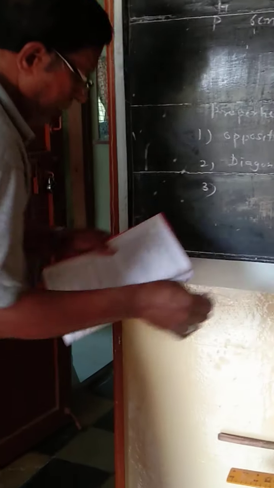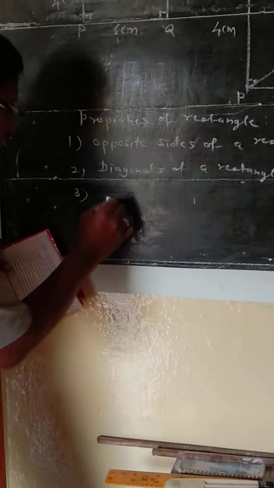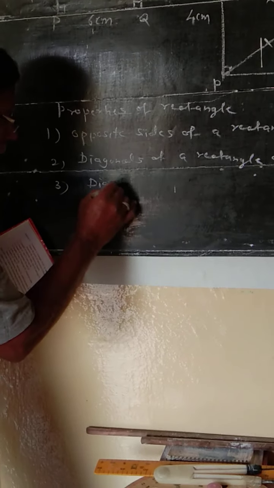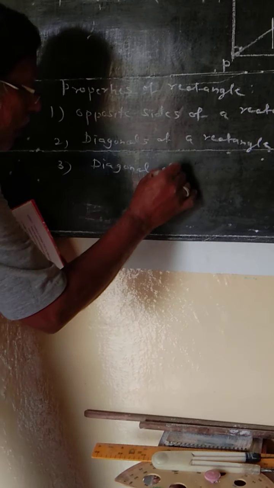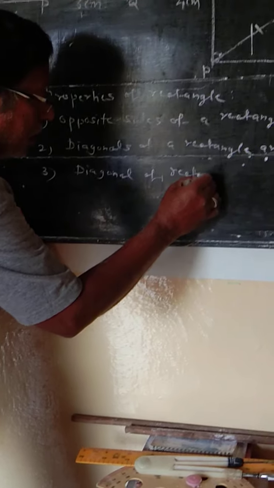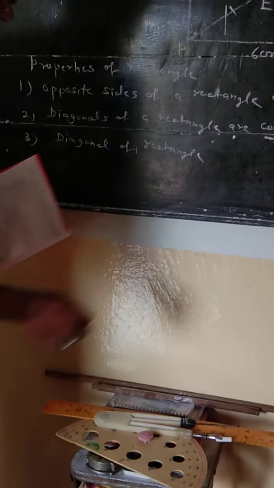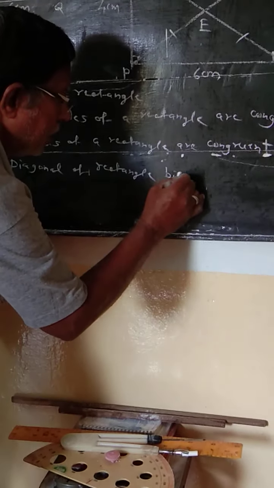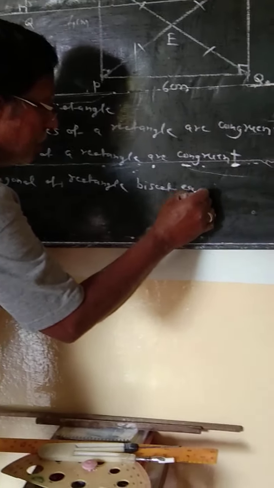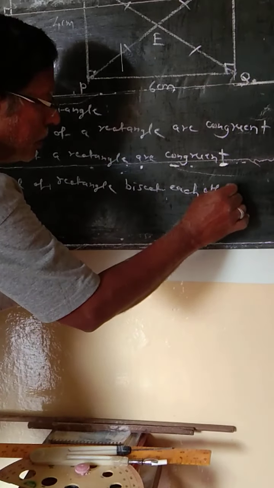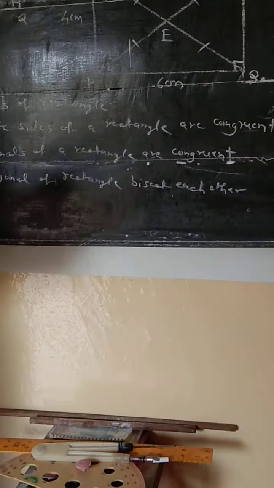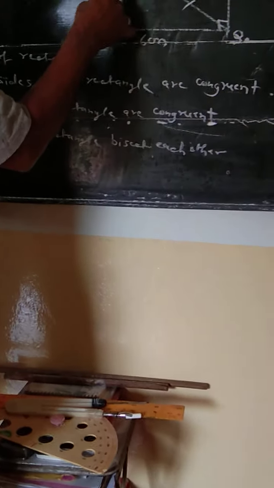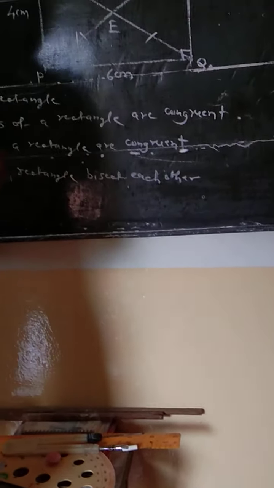Third one: the diagonals of a rectangle bisect each other. Just as we verified, ES is equal to EQ is equal to ER is equal to EP. All are congruent, which means the diagonals bisect each other.